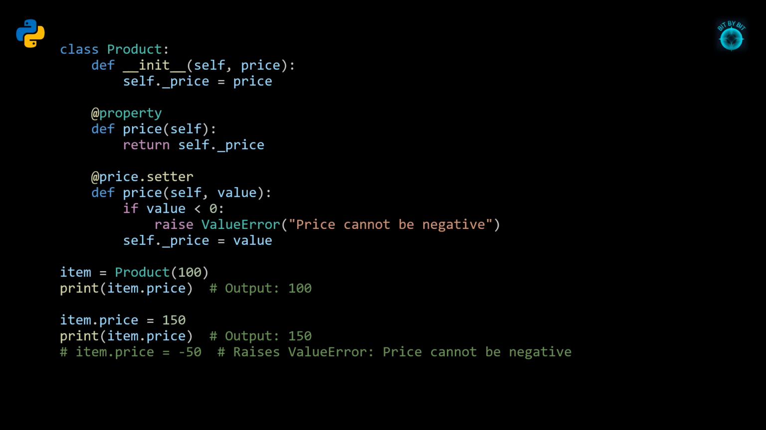We print the price and it returns 100. Then we update the price to 150 and print it again. Now it shows 150. If we try to set the price to a negative number, the setter raises a value error. This gives us full control over attribute access while maintaining a clean and simple interface.